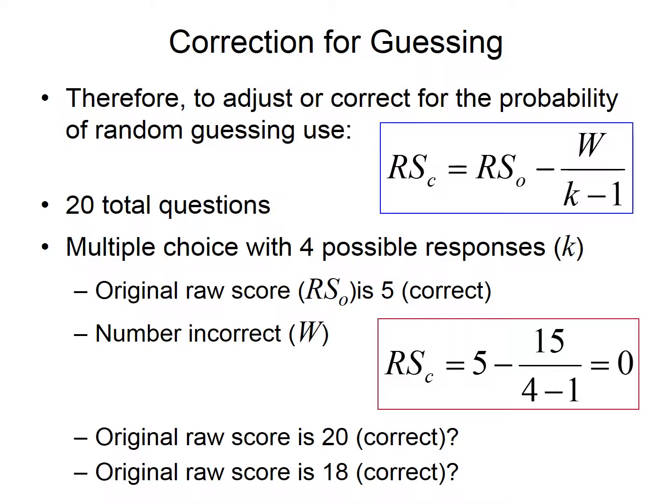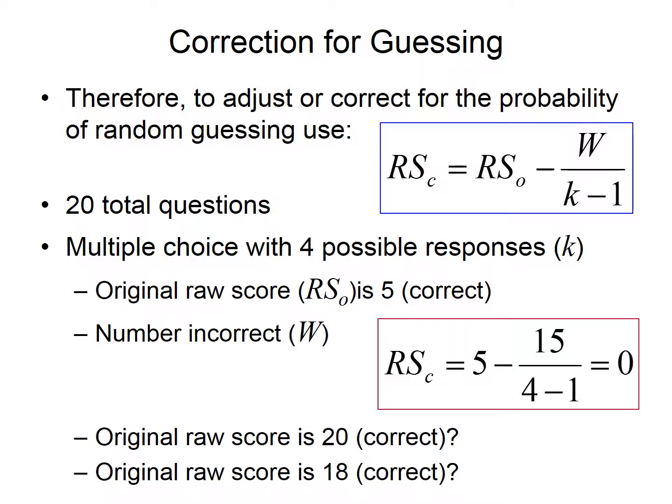At this point, we got 15 wrong, so 5 minus 15 divided by 3 equals 0. That means our adjustment is that instead of a score of 5, that person gets a score of 0. Now that sounds pretty harsh, but what that means is they took 20 questions, there's a 25% chance that they get questions right by pure guessing, and they only got that number correct. They got 25% correct.